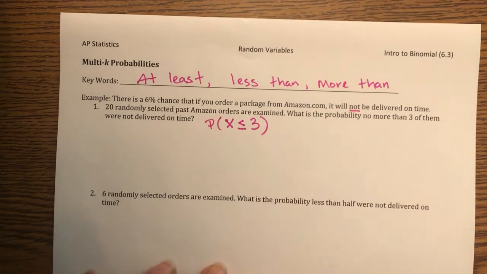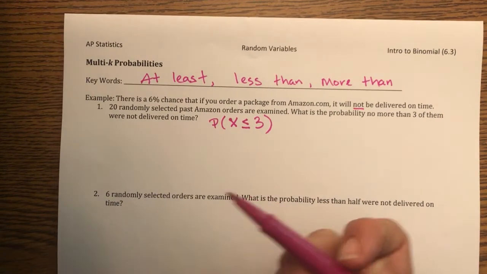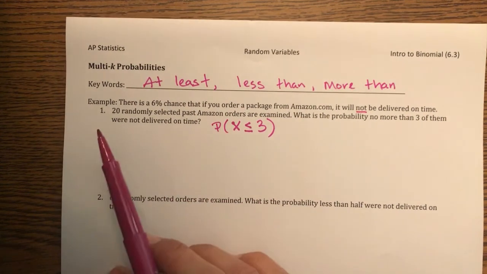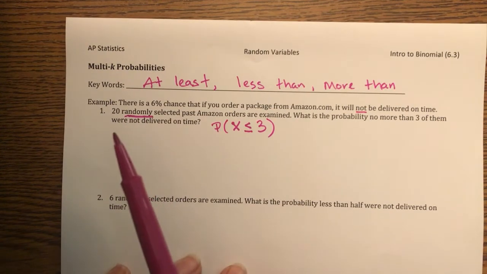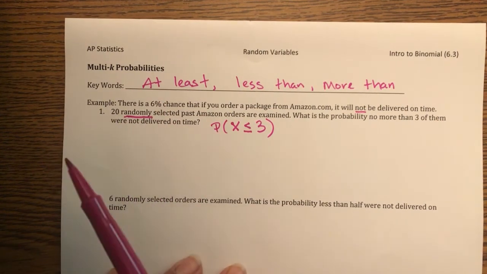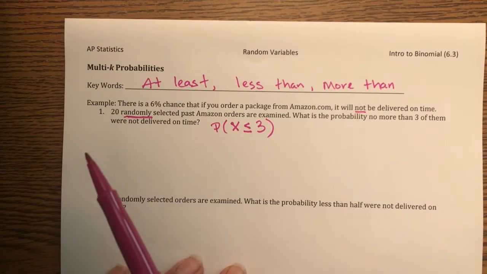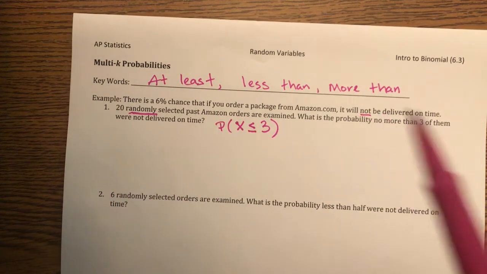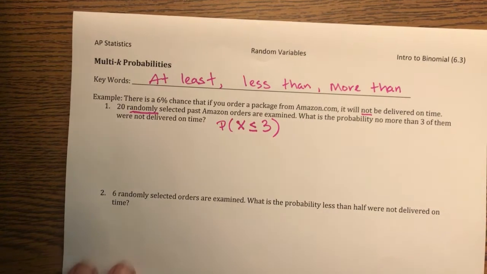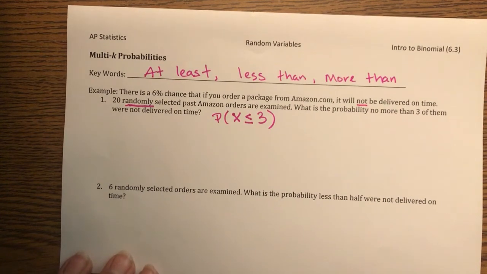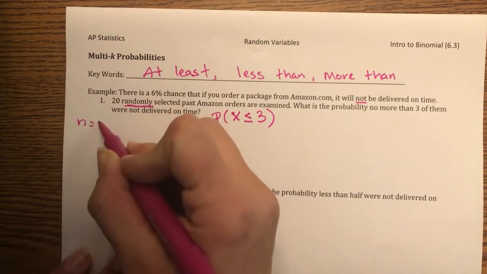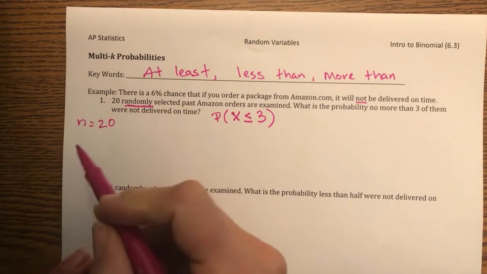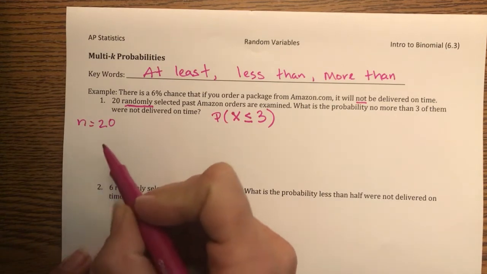Now this is binary. It's either delivered on time or it's not. We can assume independence here because there's a random selection of the package. Also, that 20 is less than 10% of the entire population of all Amazon packages. So there is independence here. We have a set number of trials, which is 20. That's our N. Our success rate is not going to change.